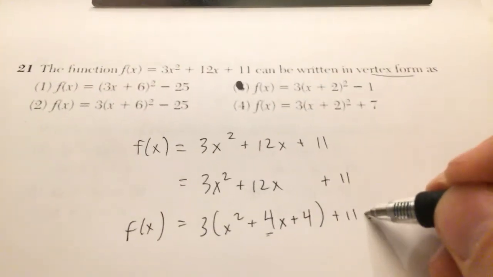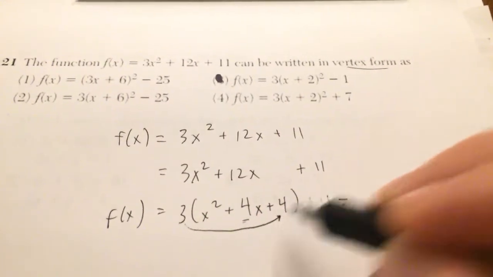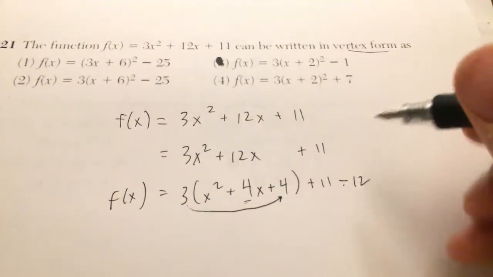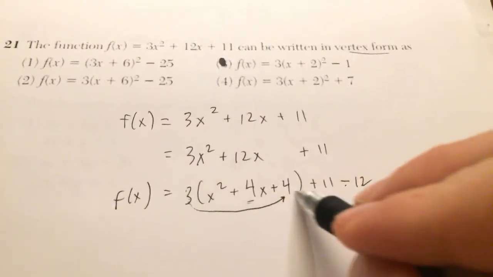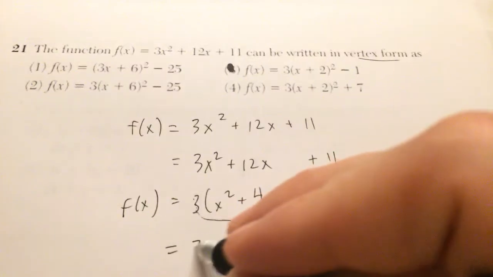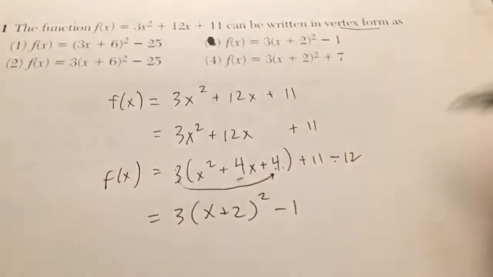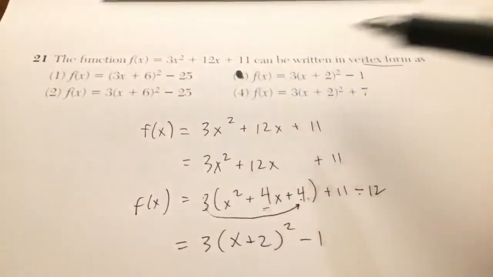But since we're working on the same side, we have to balance it off by subtracting over here. But here's the catch. Multiplying 3 times 4 is actually giving you a 12. So I'm going to subtract 12. I didn't put a minus 4 here because you have this 3 outside, and multiplying that 3 times 4 gives you a positive 12. To balance it, I have to put a minus 12. So I'm going to say x plus 2 squared and then minus 1. So if you notice, I have the same thing as choice number 3.